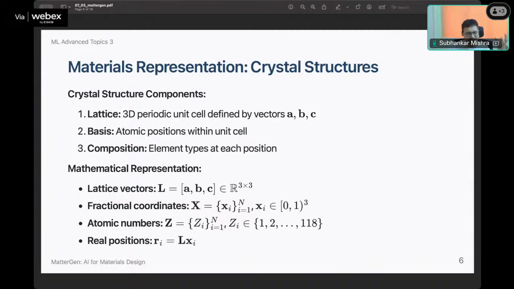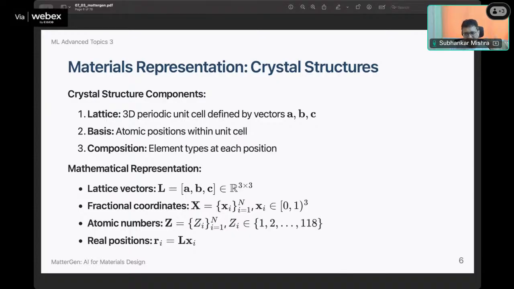First, the model itself, which only understands numbers, has to understand materials, right? So how do we do that? For crystal structures, lattice is there. To do this, we want to represent materials mathematically. A crystal will be defined by three things: the lattice, the basis, and the composition.